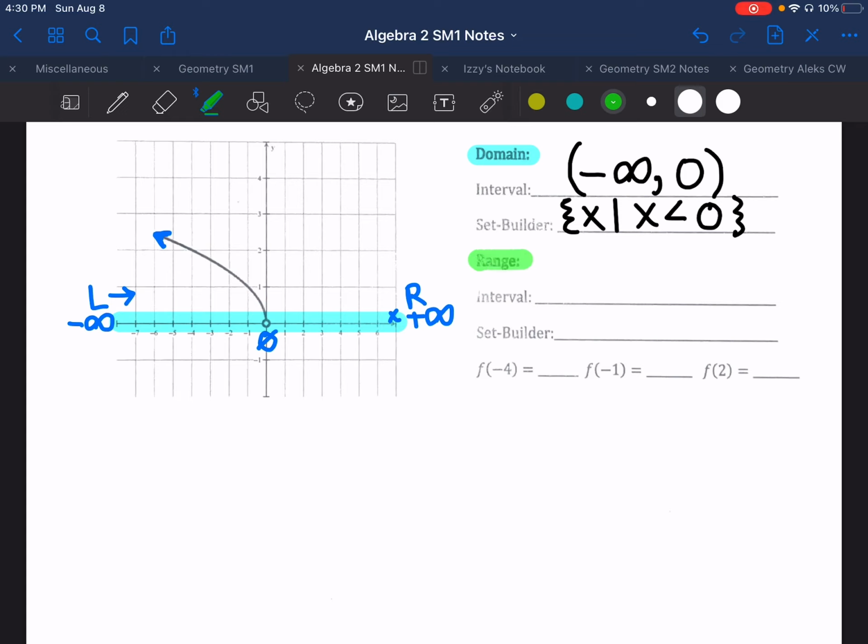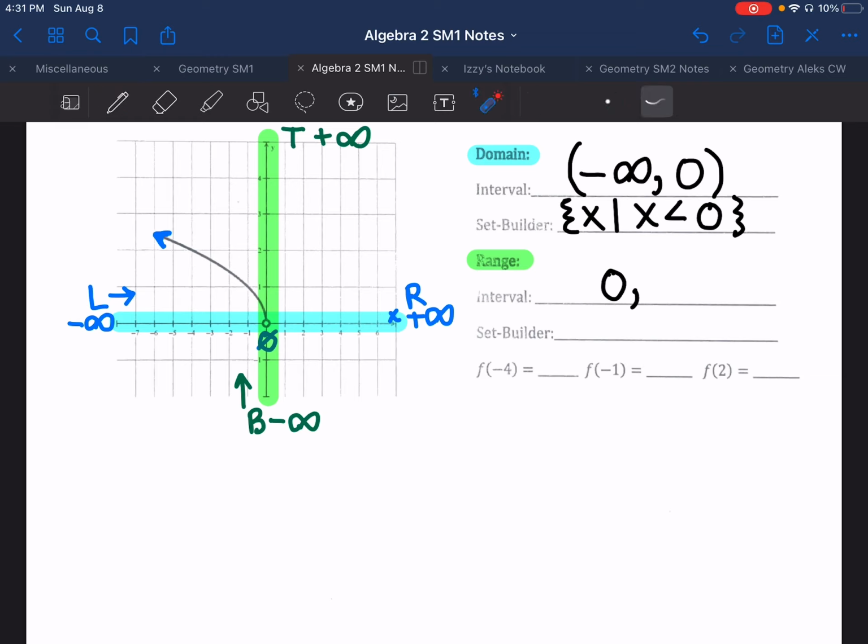Let's go ahead and do the range. Remember that the range are your y values, and for your range, you are reading your graph from the bottom, which is where your negative infinity is, and you're reading it up to the top, which is where your positive infinity is. All right, as I read up from the bottom on the green bar, the first number I see is 0. So I'm going to go ahead and put 0, comma. And then once again, is the graph ever stopping? No. So I'm going to go to positive infinity.